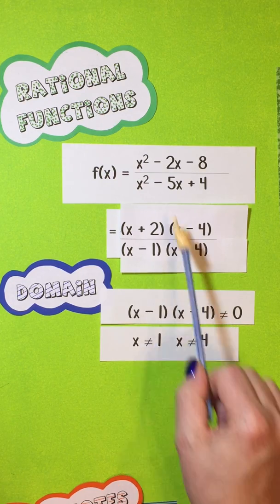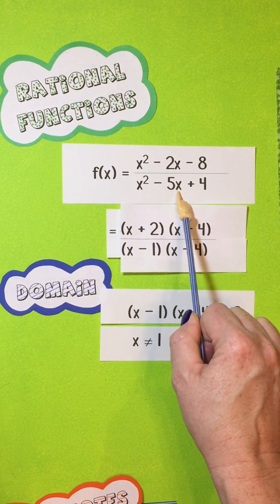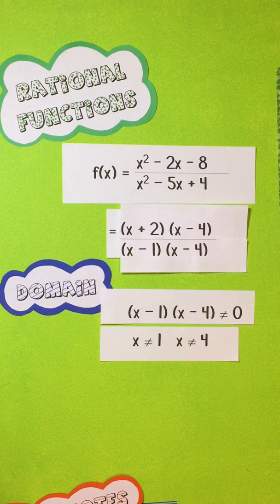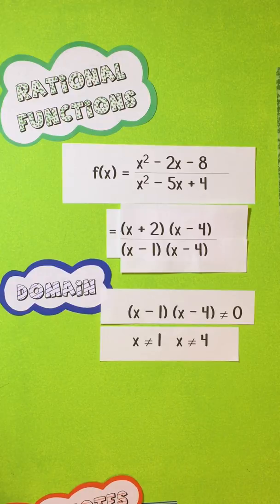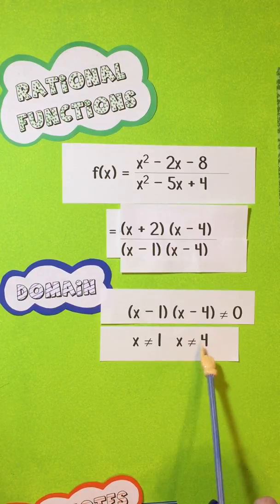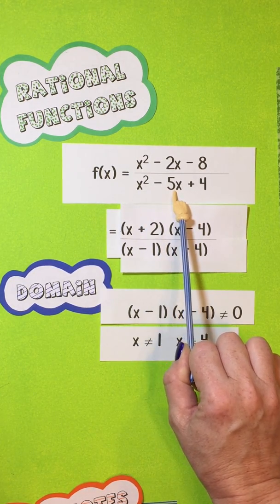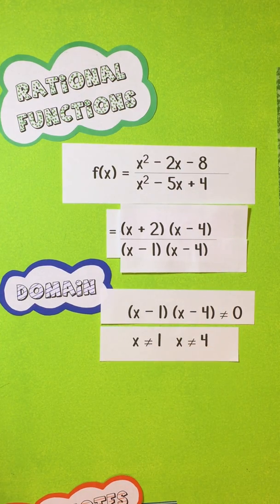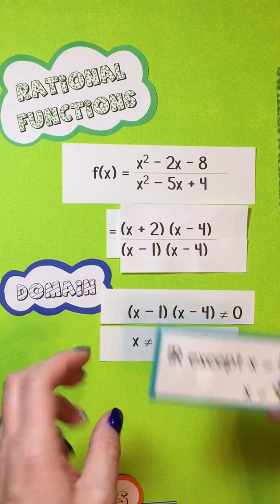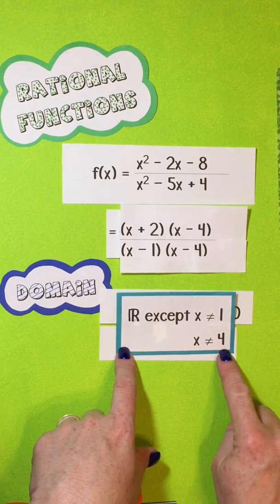Let's try this. If we plug 1 into the denominator, we have 1 squared minus 5 times 1 gives me negative 4, plus 4 gives us a 0. Whenever we plug 1 into this rational function, it will give us an undefined value. The same thing will happen when we plug 4 in. 4 squared is 16, minus 20 gives us negative 4, plus 4 gives us 0. So these two values, 1 and 4, will make our rational function undefined. So we may choose any real number for our domain except for 1 and 4.